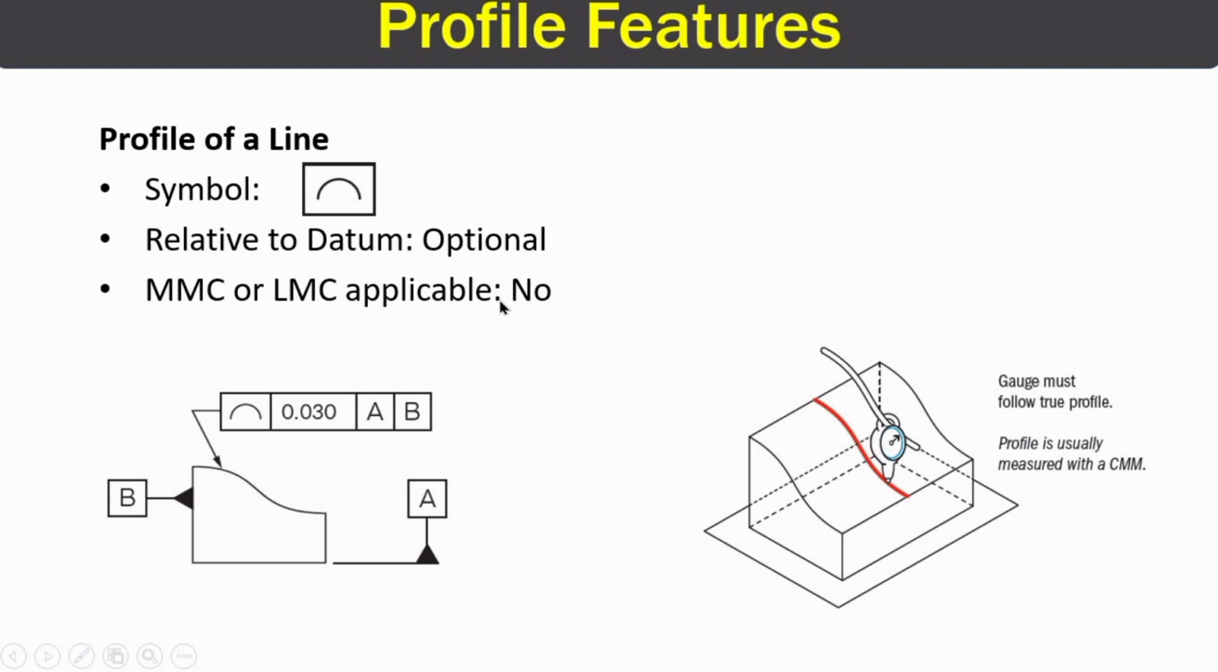It is a two-dimensional tolerance zone, which means that it only allows variation in two dimensions only. Let's say width and height. And we use profile of a line to control the form, size, and orientation of a feature.